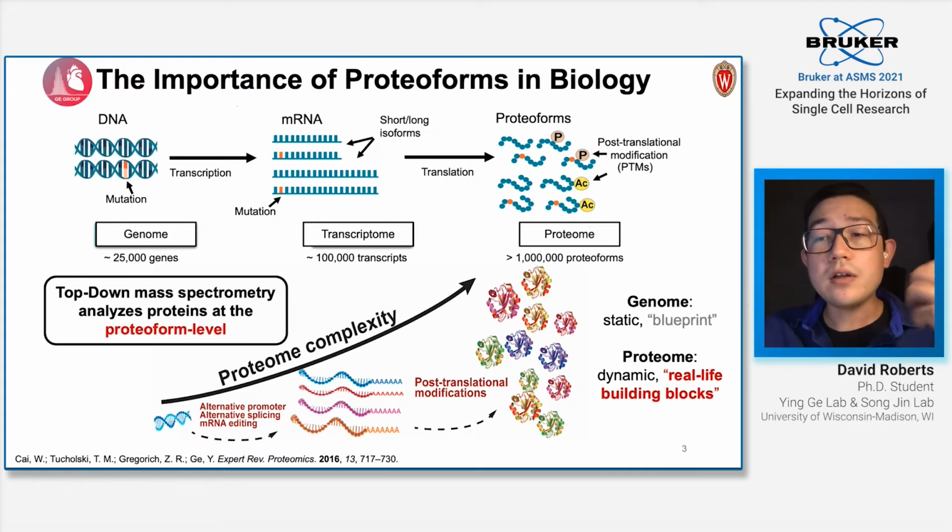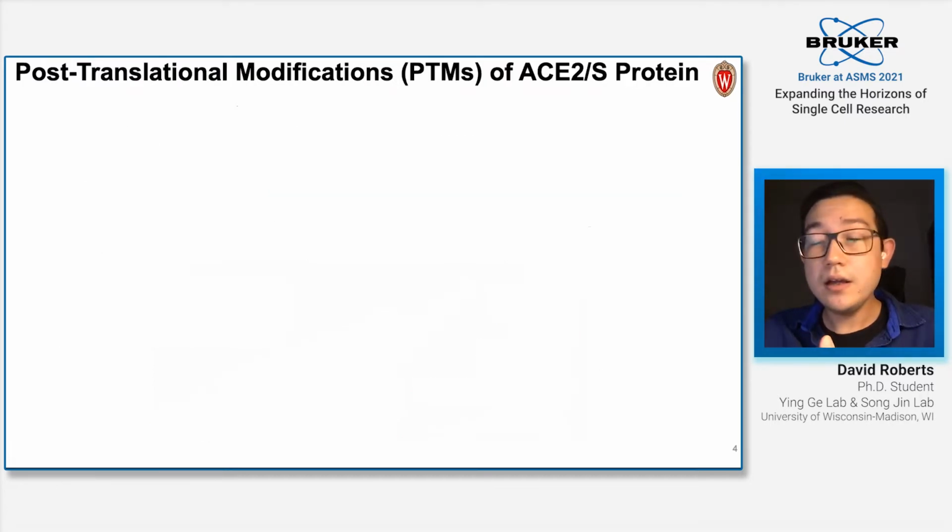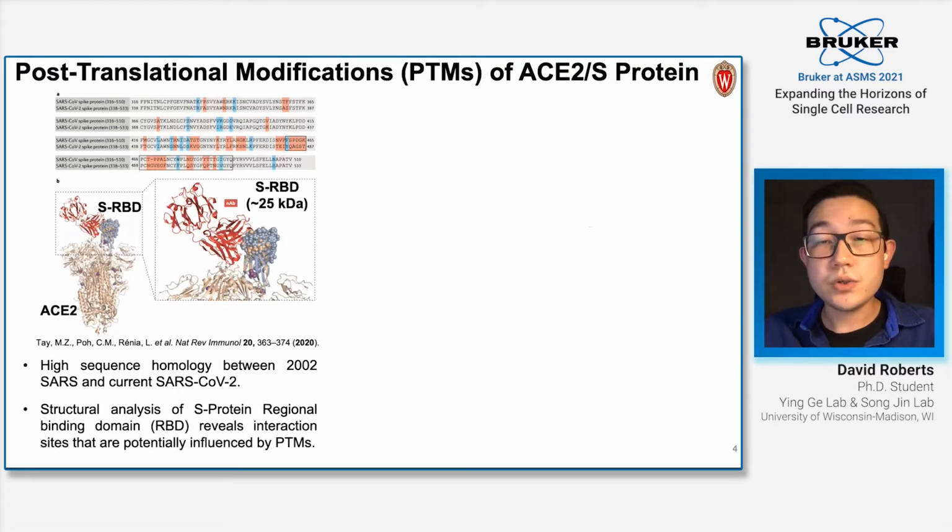And so our lab uses top-down mass spectrometry, which is capable of revealing the molecular variations of proteins at this proteoform level. And specifically, it turns out that post-translational modifications are pretty crucial for understanding the dynamic regulation and interactions between the S protein and ACE2. So I'll start by showing a little bit of motivation for that.